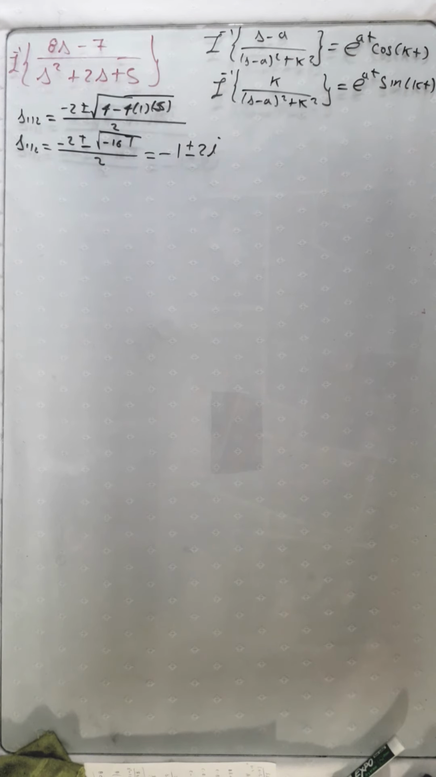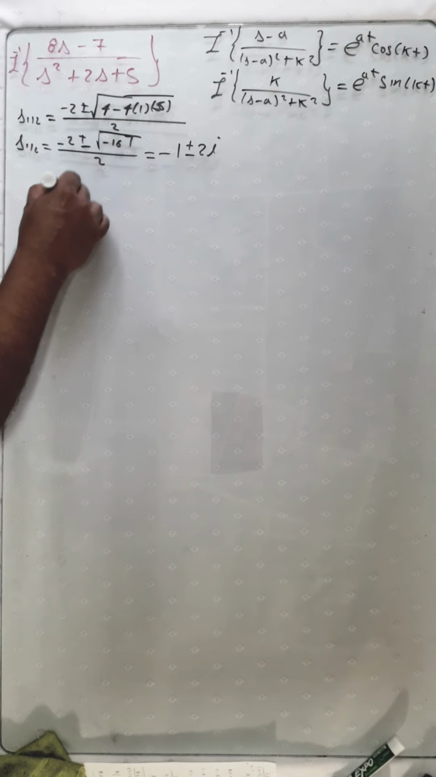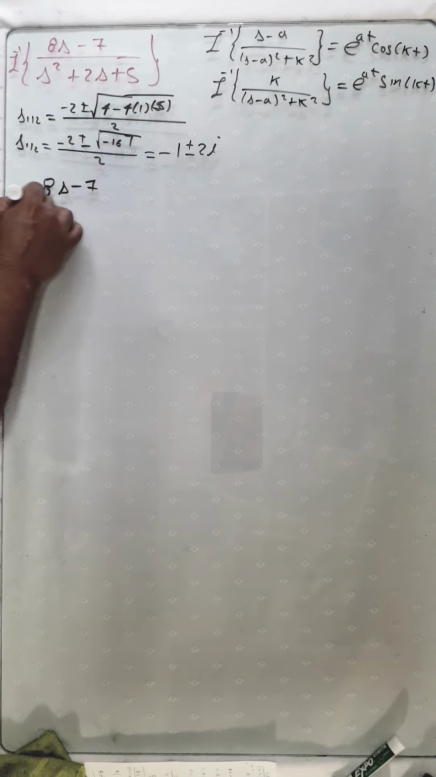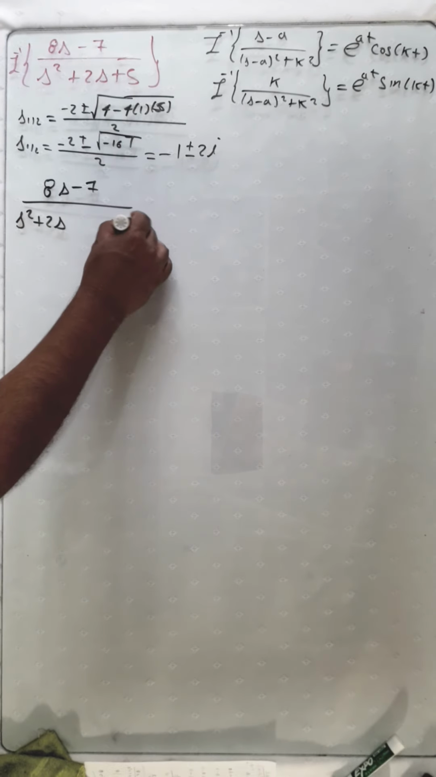Okay, so what should we do, engineers? We don't have a formula that fits this. So what we have to do is this. Before you try to apply any formulas, let's do this. This is the procedure. 8s minus 7 over s squared plus 2s plus 5.